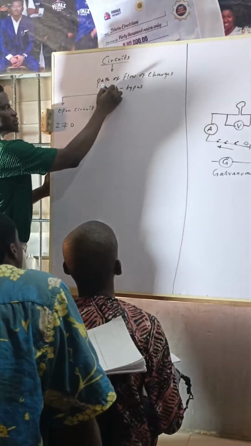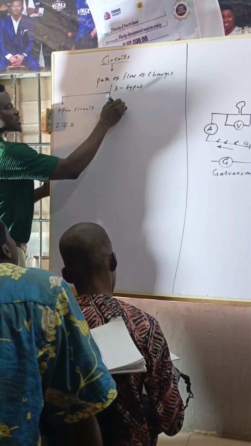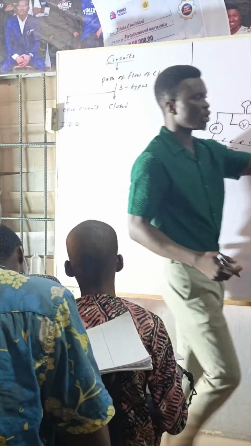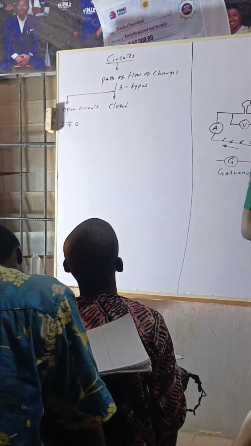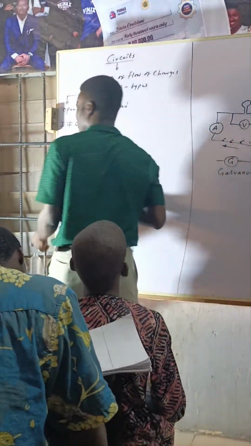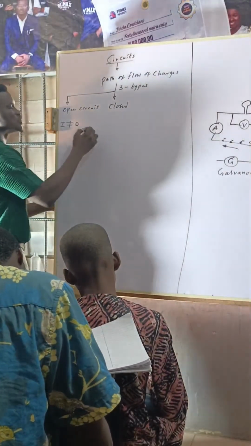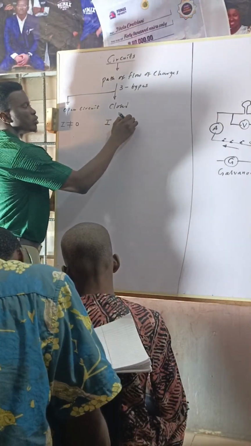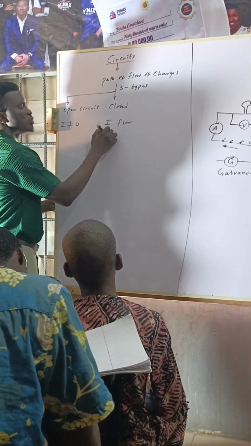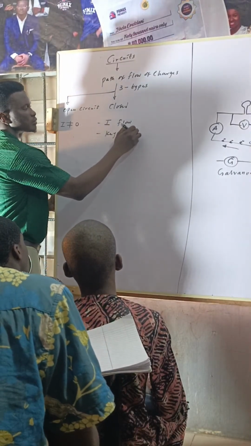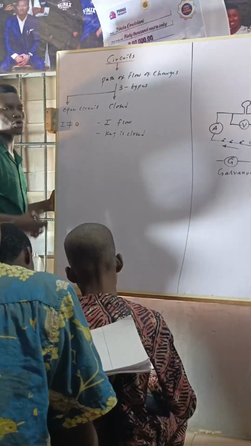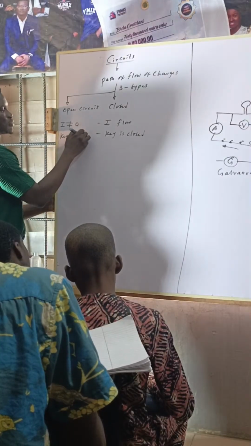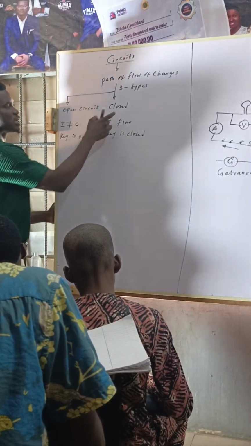Then we have what we call a closed circuit. In a closed circuit, that means that the key is what? Closed. So the key is closed, and that means that current will flow. And why is it that current flows? Because the key is closed. So we call that a closed circuit. But here, the key is open. Here, the key is closed.